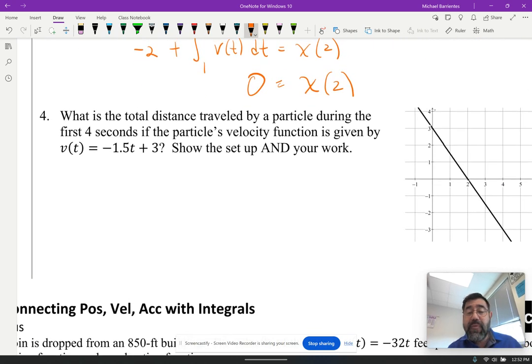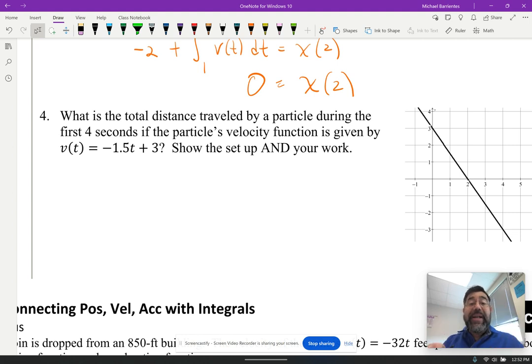And then finally, number 4, let's see. What is the total distance traveled by a particle during the first 4 seconds if the particle's velocity function is given by this equation? Show the setup and your work. Okay, so I guess I have to do this by hand. But let's see, the total distance.